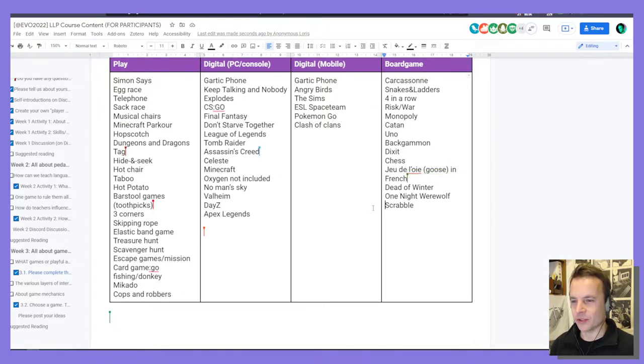Goose game. Jeu de Louis, or something. The game of the goose, I guess, yeah. Interesting. Dead of Winter, One Night Werewolf, Scrabble.